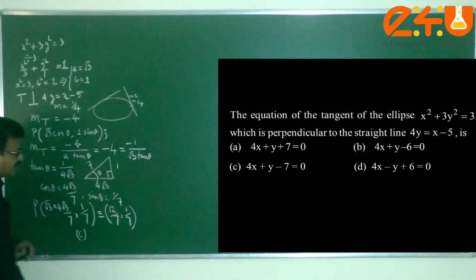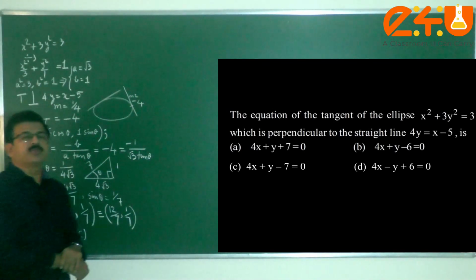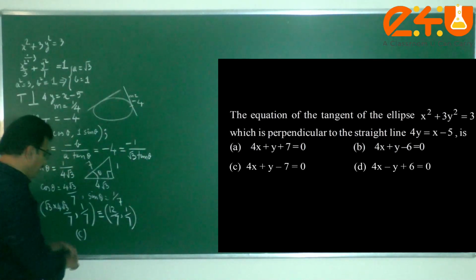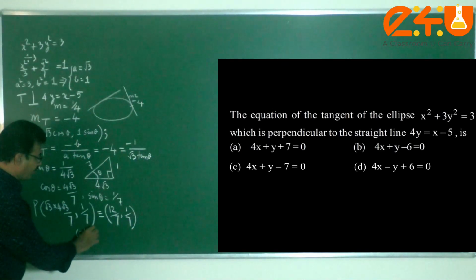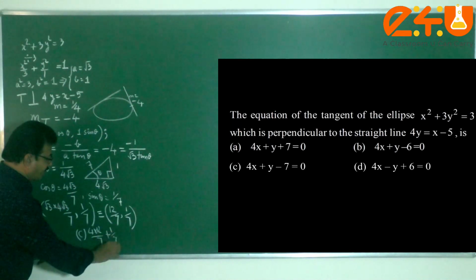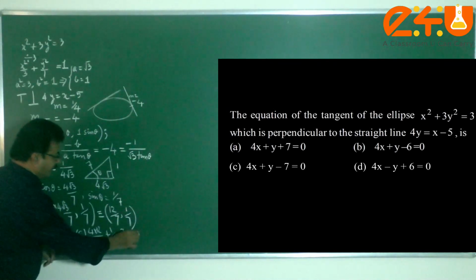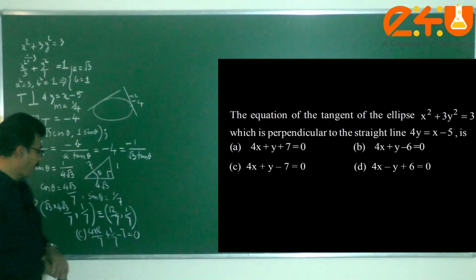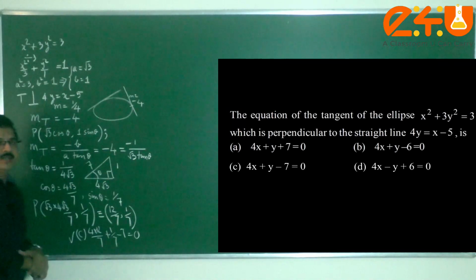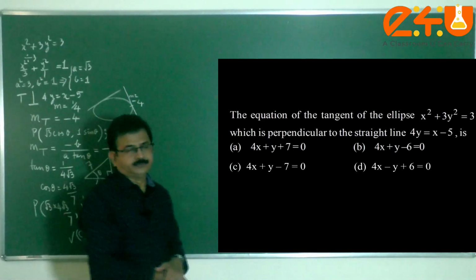Option C can satisfy, because it is 4x plus y minus 7 equals 0. So you can easily check: 4 times 12 by 7 plus 1 by 7, which makes 49 by 7, minus 7 will give 0. So the option we have chosen is C.